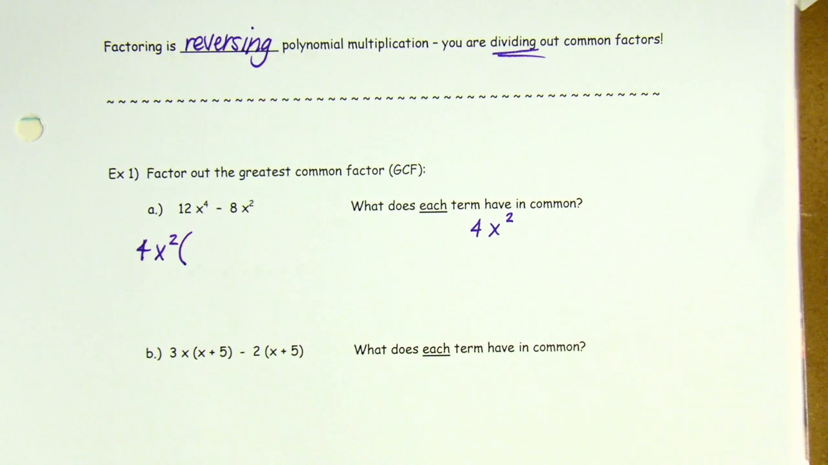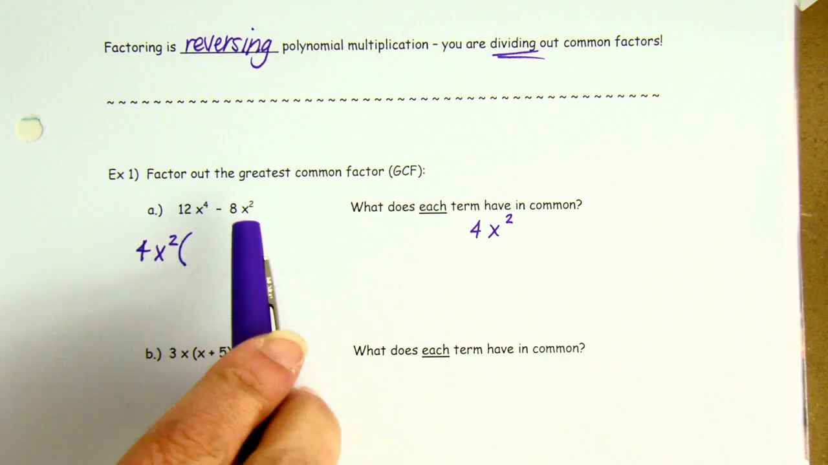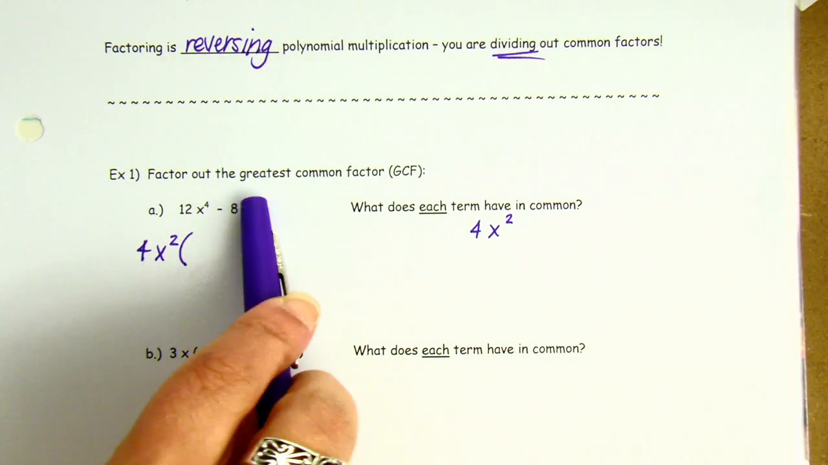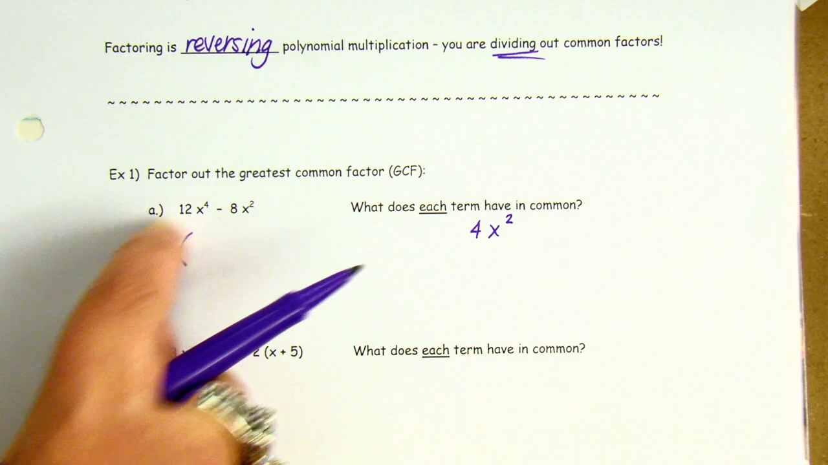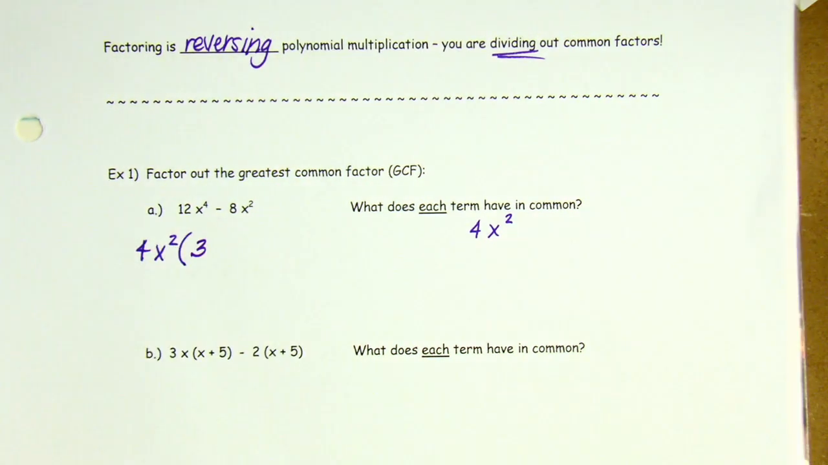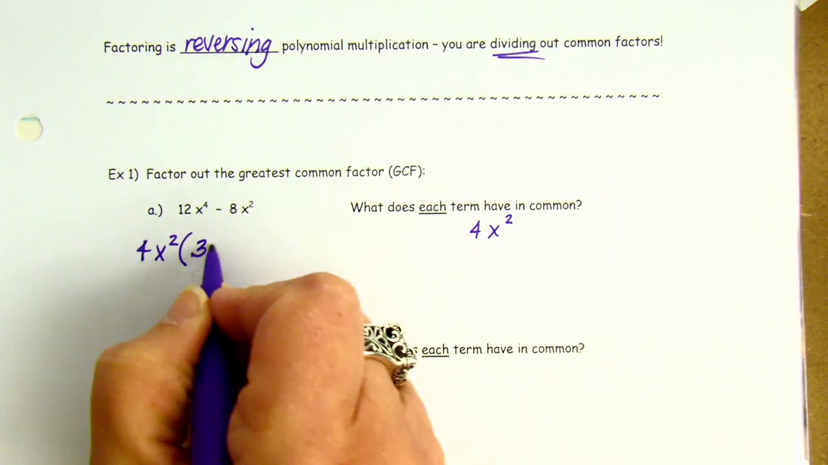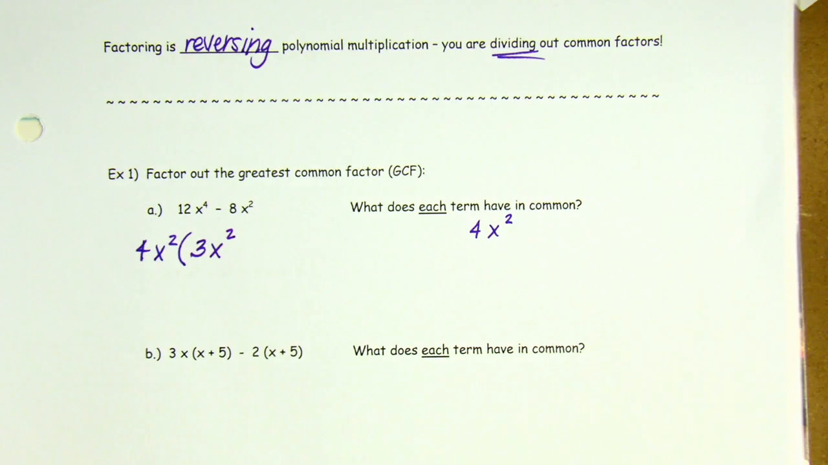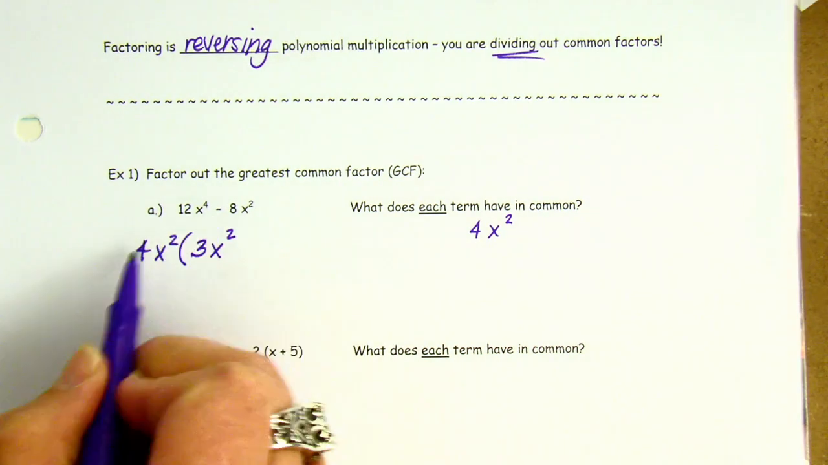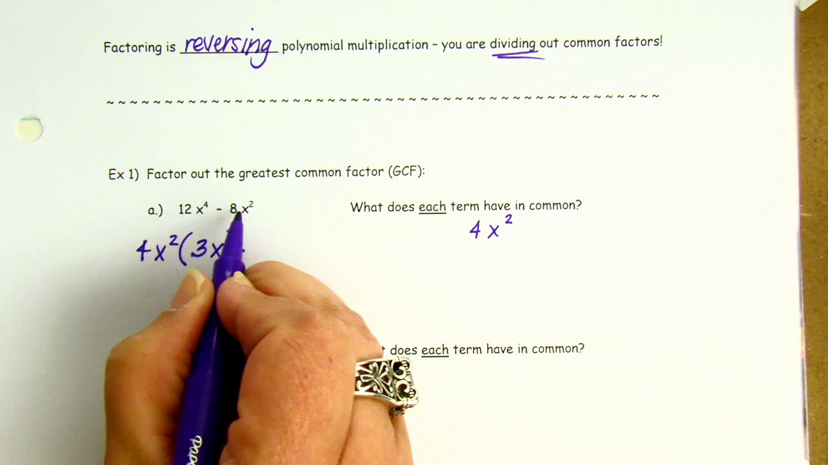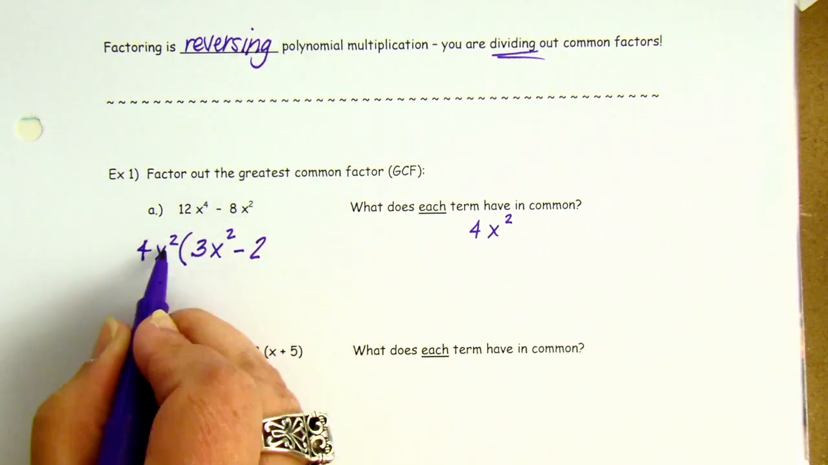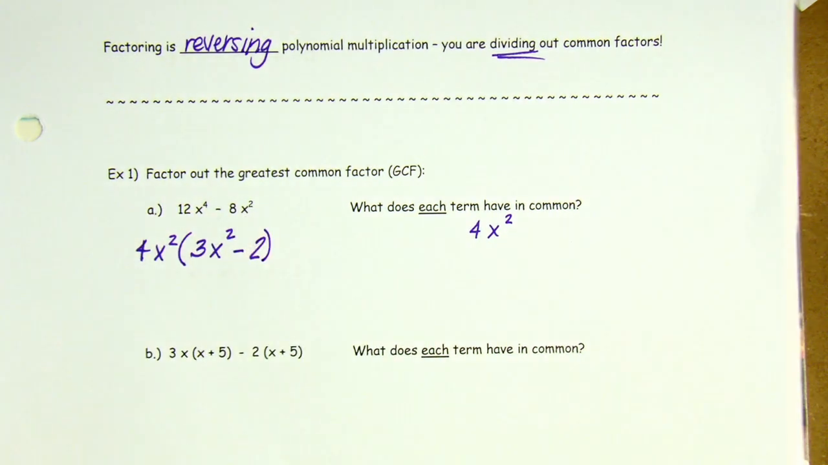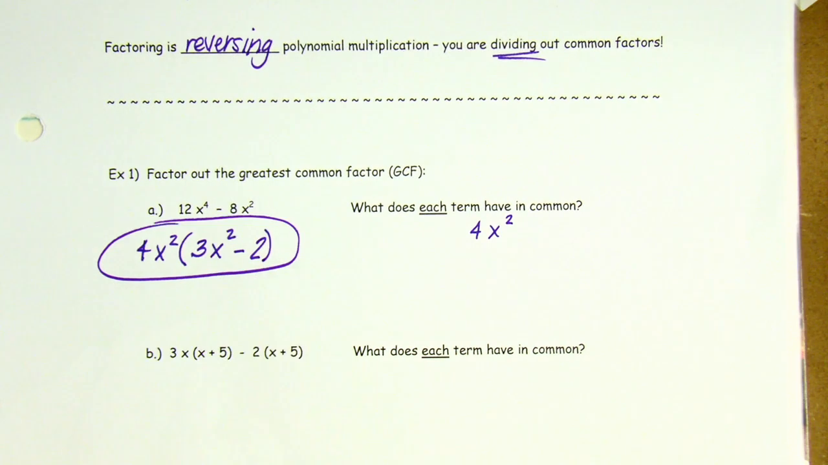And I put in open parentheses. This is where my product is coming into play. Okay? And you're actually going to divide 12x to the power of 4 by 4x squared and 8x squared by 4x squared. 12 over 4 is 3, so the 3 goes inside. X to the power of 4 divided by x to the power of 2 is x to the power of 2 if you use properties of exponents. Negative divided by positive is negative. 8 divided by 4 is 2. And the x squared divided by x squared is 1. 2 times 1 is 2. I'm done. Final answer, GCF, is fairly easy.